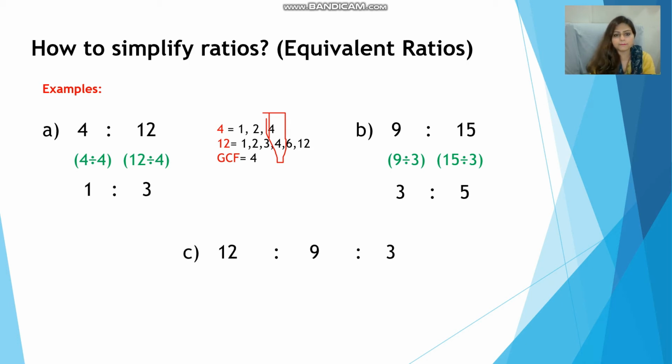Now the third example has 3 numbers, which is 12 to 9 to 3. Now we need to think of a number which goes in all 3 tables and which is also the greatest common factor of all 3 numbers.